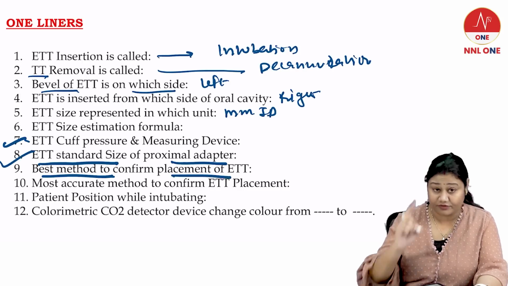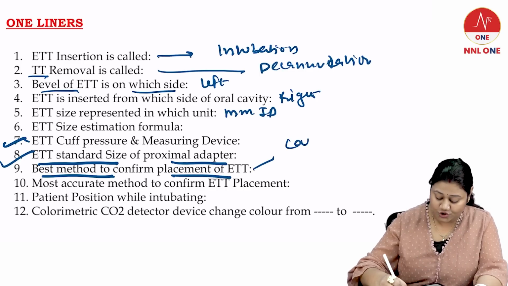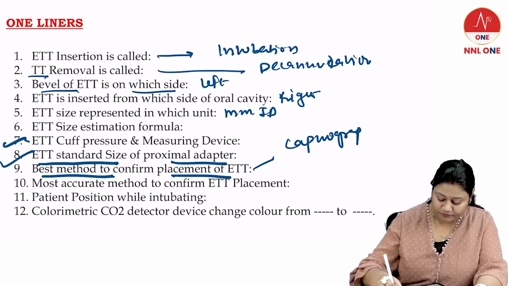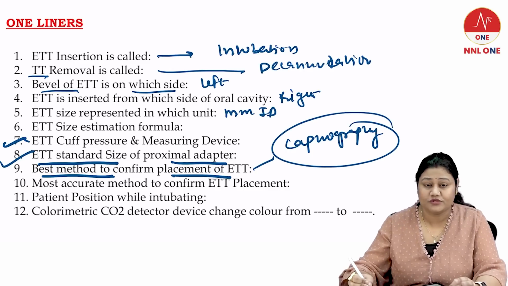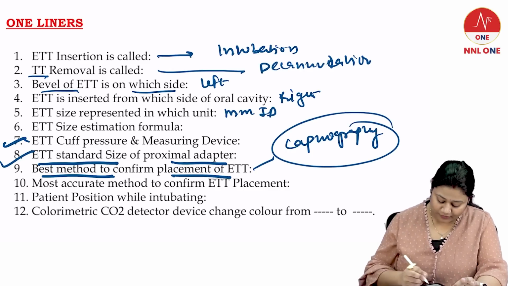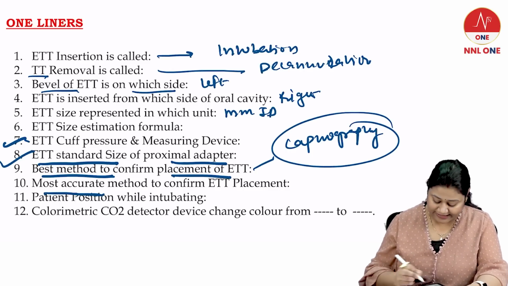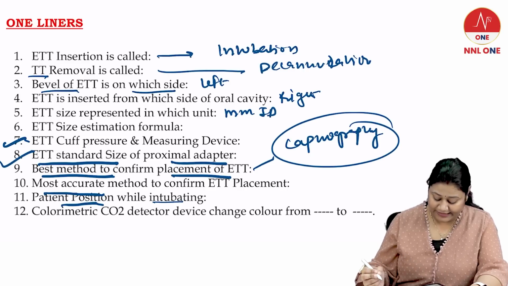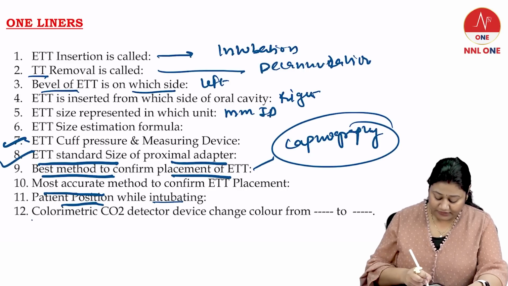The best method to confirm the placement, always remember, should be capnography, which is a quick method that can be used. So here the best method is capnography. Most accurate will always remain X-ray. Best position while intubating, sniffing position, and the colorimeter.